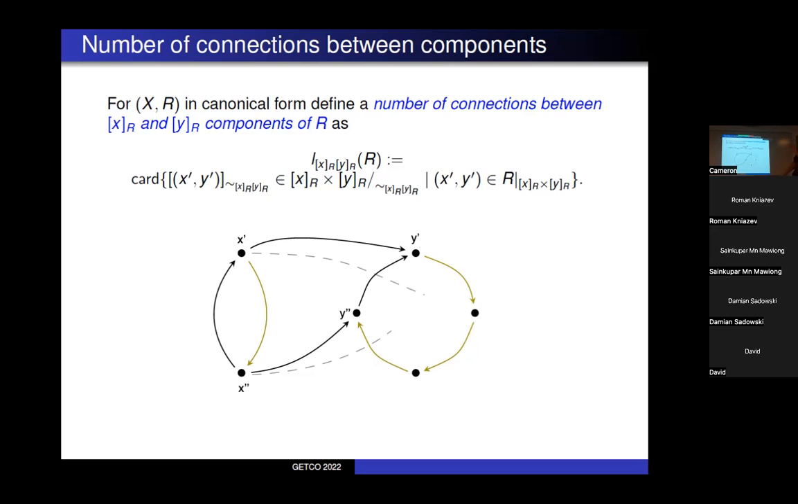For x prime, y prime, and x double prime with y double prime, those two pairs are related by this relation. So for this number of connections, those two edges will be counted as one class because those two edges are related.